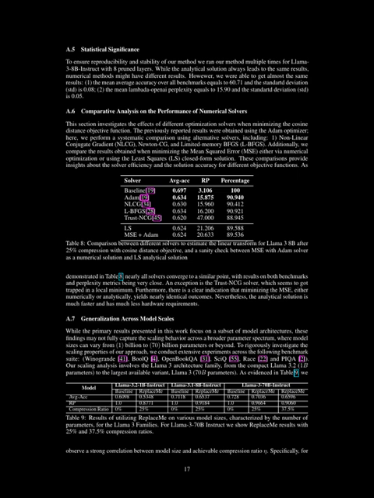Addend 6, comparative analysis on the performance of numerical solvers. This section investigates the effects of different optimization solvers when minimizing a cosine distance objective function. The previously reported results were obtained using the Adam optimizer. Here, we perform a systematic comparison using alternative solvers, including nonlinear conjugate gradient NLCG, Newton's method, and limited memory BFGS, L-BFGS.